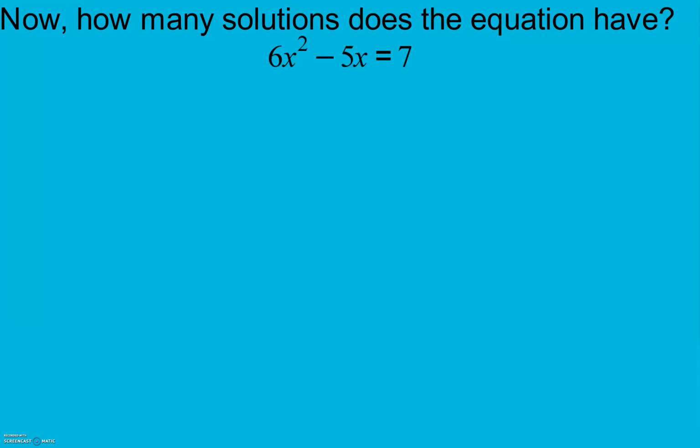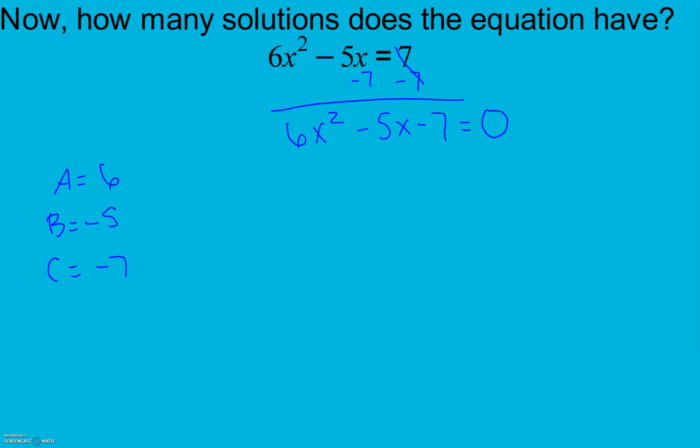Now, how many solutions does this equation have? Again, get it set equal to 0 and in standard form. 6x squared minus 5x minus 7 equals 0. And in order to figure out how many solutions, we're going to check our discriminant. A is 6, B is negative 5, C is negative 7. So here I'm going to take my b squared minus 4ac, negative 5 squared minus 4 times 6 times negative 7.